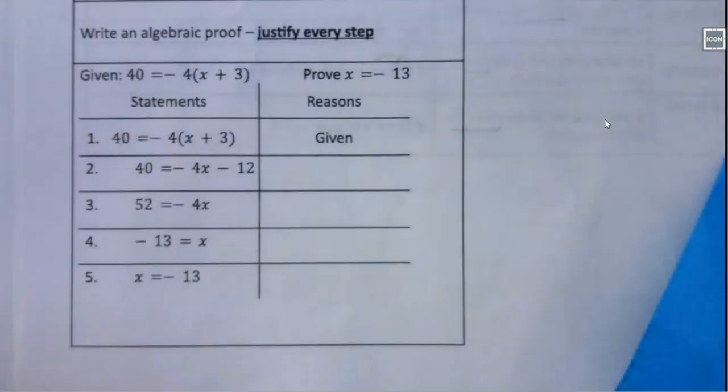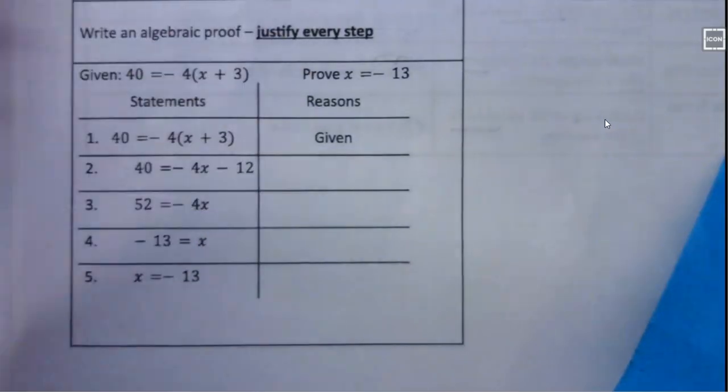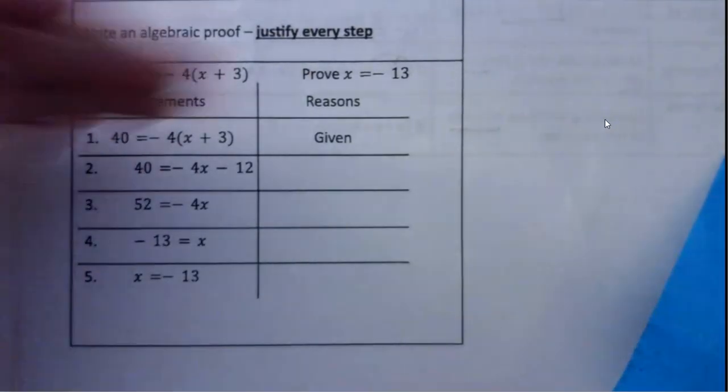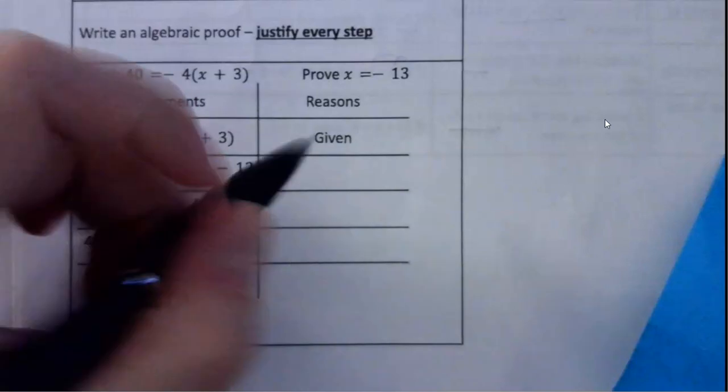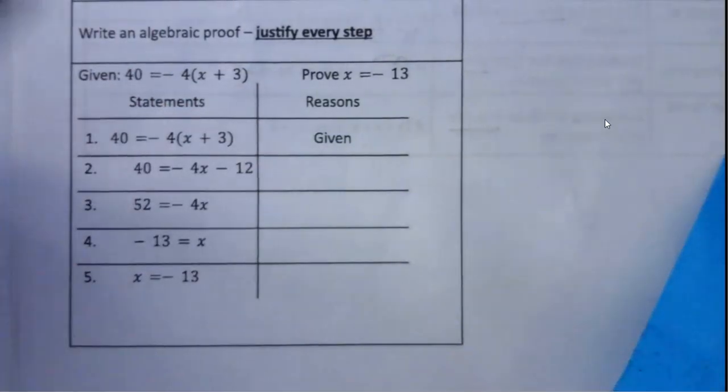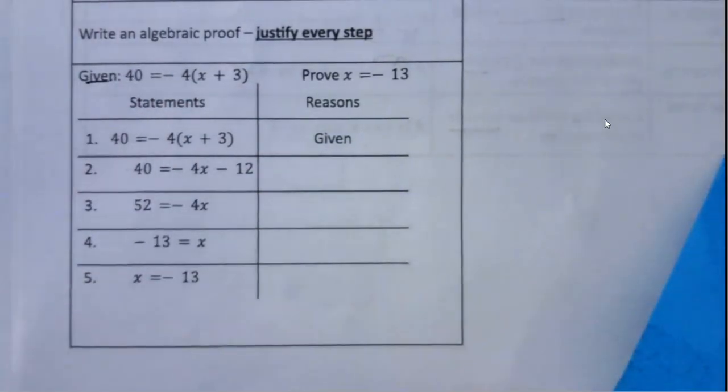All right. Write an algebraic proof, justify every step. All right, the first step is always the given. So this given won't always be filled in. You'll have to write that given in there. But notice the given is just copied right there.